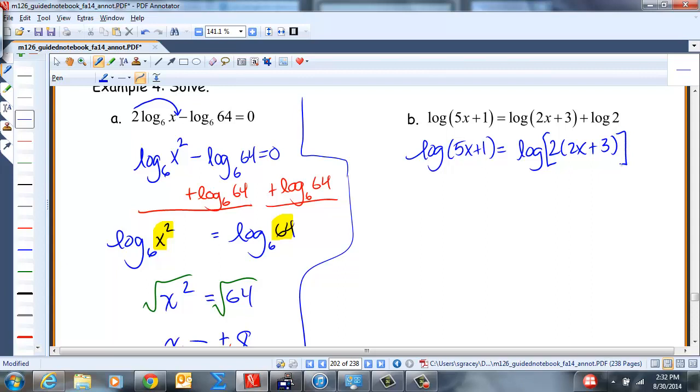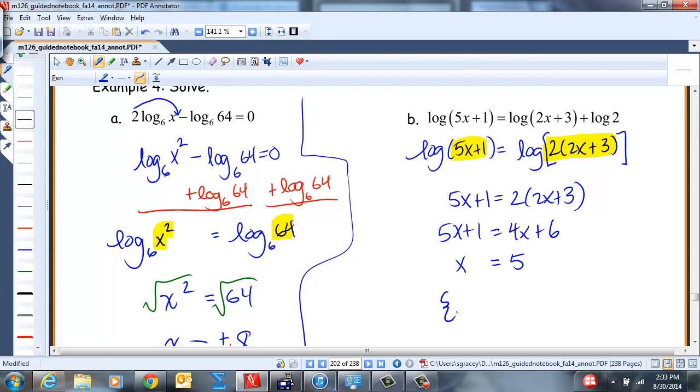So what's going to happen? We have the same log on both sides with coefficients of 1, so we can equate what's inside the logs. So we'll have 5x plus 1 is 4x plus 6. Subtracting 4x from both sides and subtracting 1 from both sides, we get x is 5. X equal to 5 is not going to violate anything here. And so we're good.